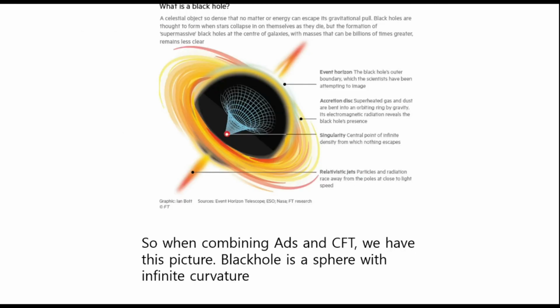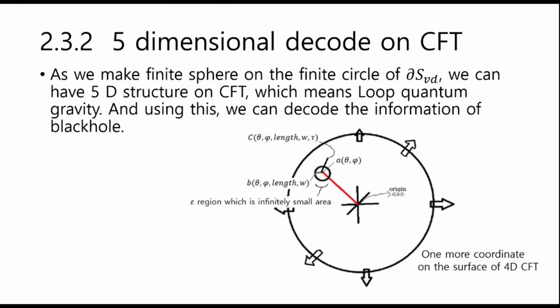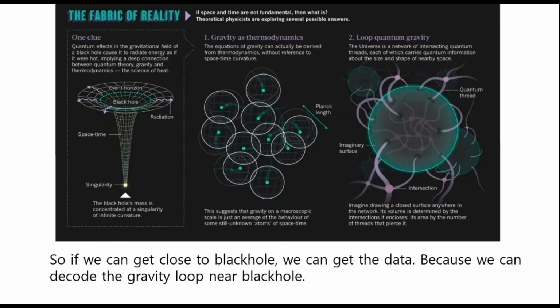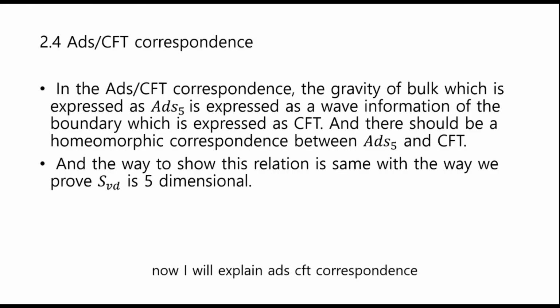So when combining ADS and CFT, we have this picture. The black hole is a sphere with infinite curvature. As we make a finite sphere on the finite circle of this 3D, we can have a 5D structure of CFT, which means loop quantum gravity, and using this, we can decode the information of the black hole. So if we can get close to the black hole, we can get the data because we can decode the gravity loop near the black hole. Now, I will explain ADS-CFT correspondence theory.